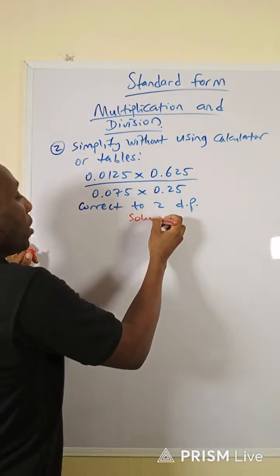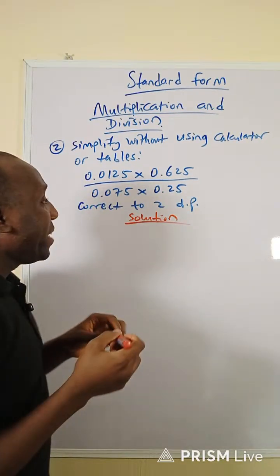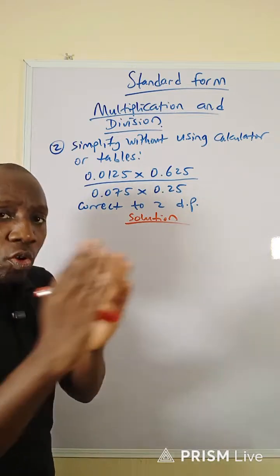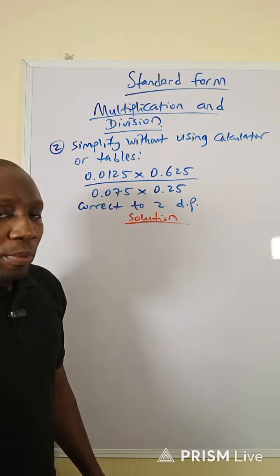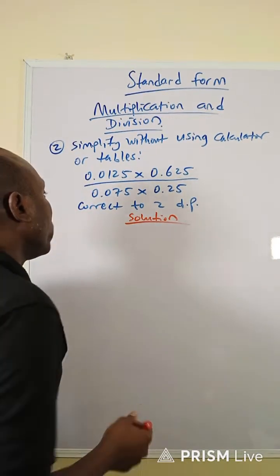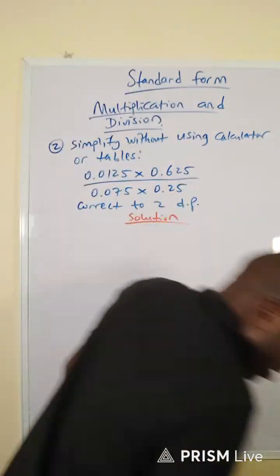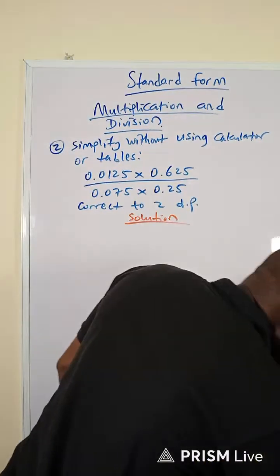Let's just go right on and get this done. So like I told you when I was doing the first question, I said this decimal point, try as much as possible to get rid of all of them and have whole numbers. Then you now have times 10 raised to power whatever exponent is going to give you. So let's start with 0.0125. I do not want a decimal point.